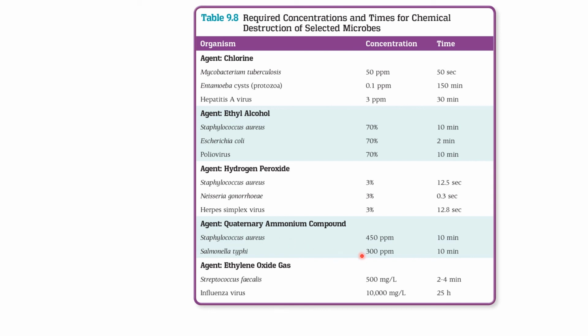And then these are the quats. Staphylococcus aureus takes 10 minutes to kill. Salmonella typhi, again, 10 minutes. And then ethylene gas, again, it can be effective actually against the flu virus at about 25 hours and a pretty high concentration, so that it can kill that virus.